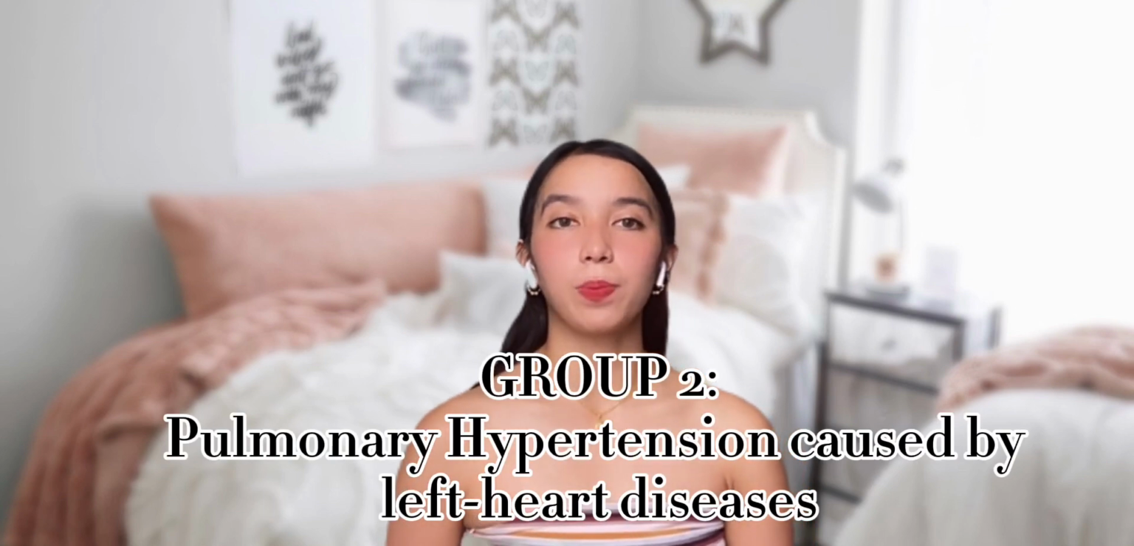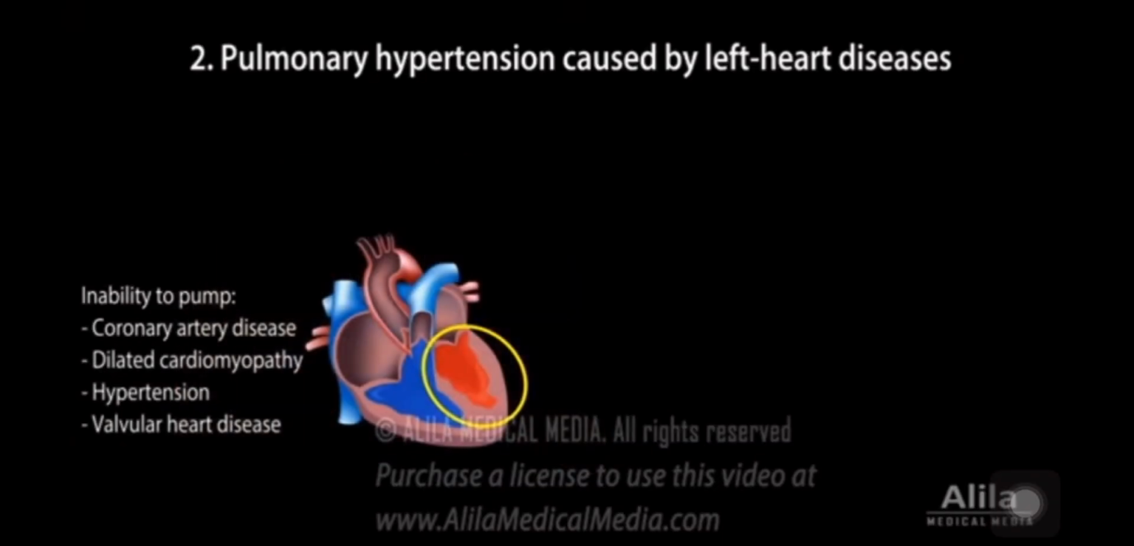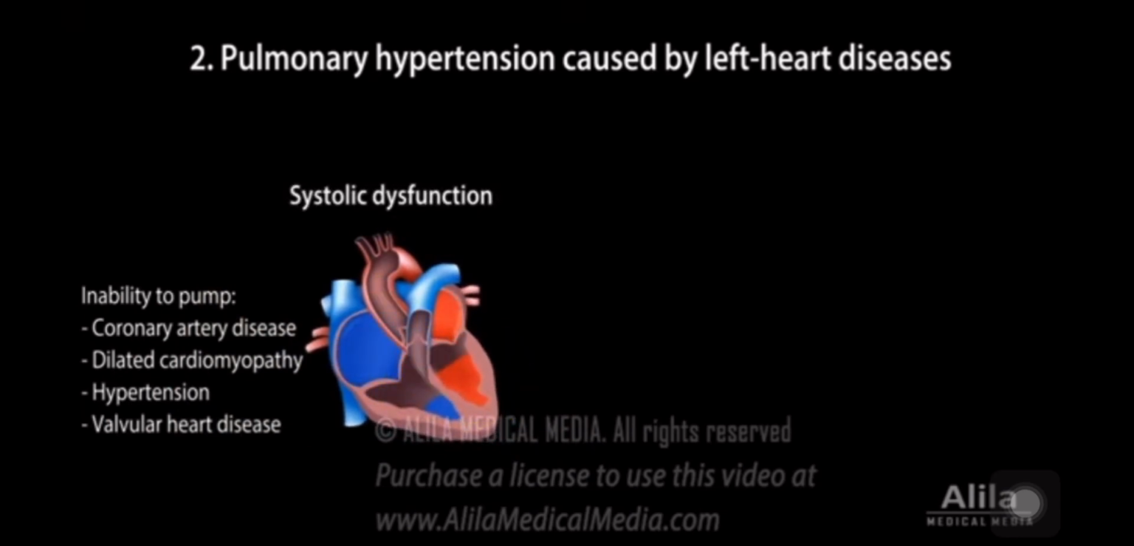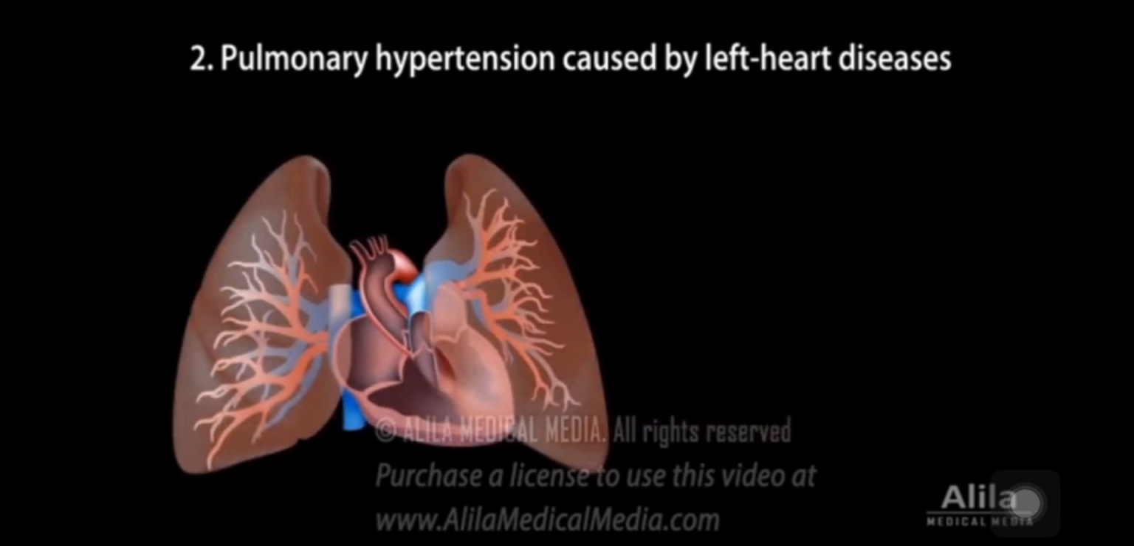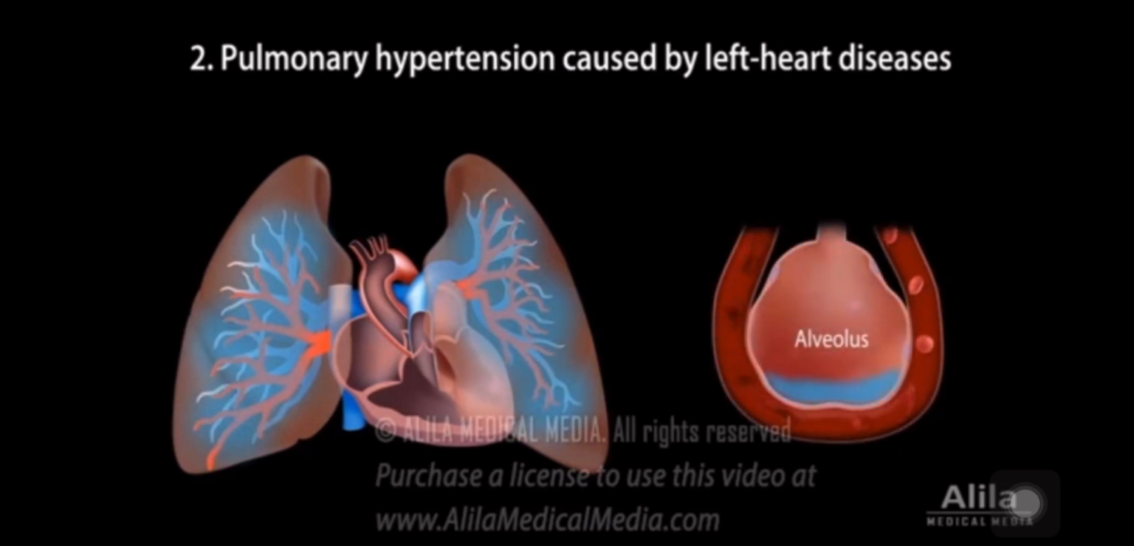For the second group, we have pulmonary hypertension caused by left heart disease. A number of conditions can lead to dysfunction of the left side of the heart, affecting its ability to pump effectively or to fill properly. When left heart function is compromised, blood backs up in the lungs where it came from, causing congestion and increased pulmonary pressure. As this happens, fluid leaks from the blood vessels to lung tissue, resulting in pulmonary edema. Accumulation of fluid in the alveoli impedes the gas exchange process, causing respiratory symptoms.